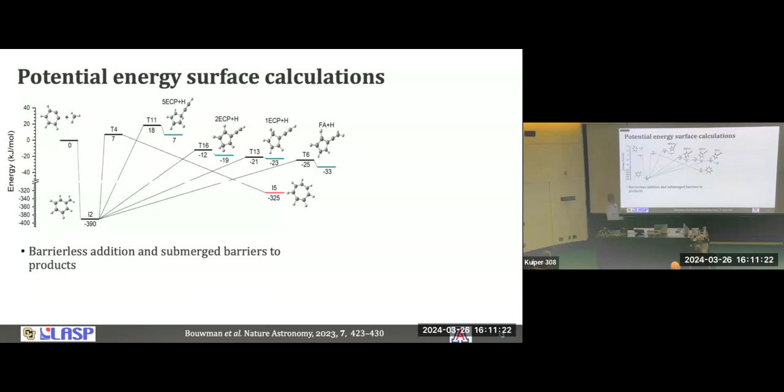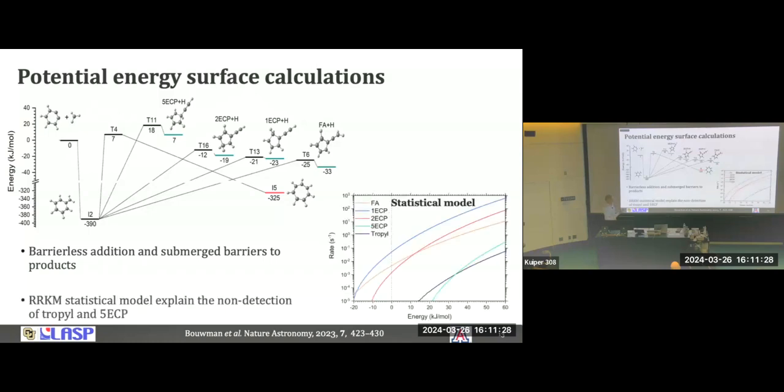Now, this is one thing, but then still to go one step further, you should also do transition state calculations. So you can calculate the rate at which you cross all of these barriers as a function of energy, as a function of internal energy.